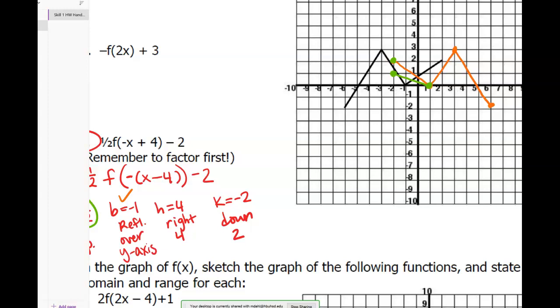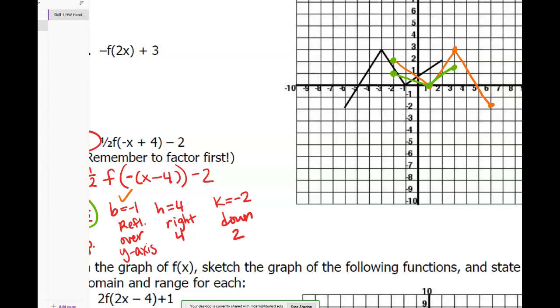All right, what about this point up here? How far is that from the x-axis? What's our vertical distance? 3. 3 times 1/2 is going to give me 1.5. This now looks like this. Okay. Then lastly, this guy down here.